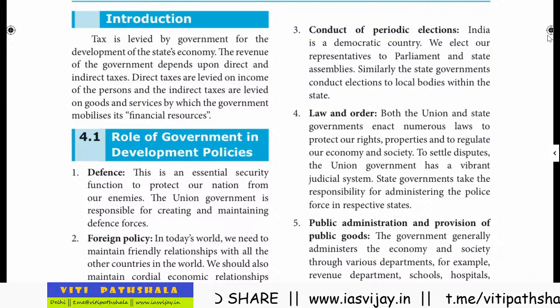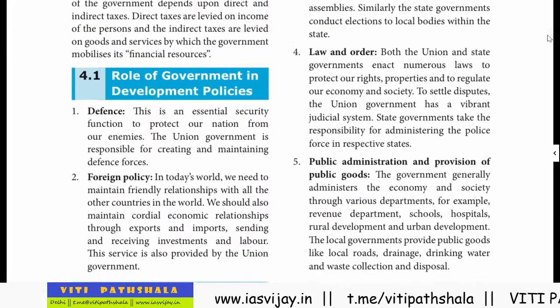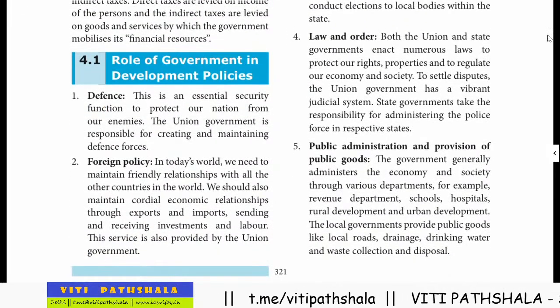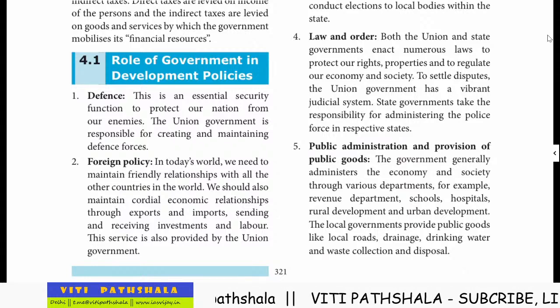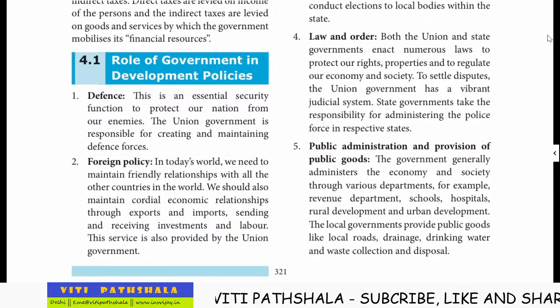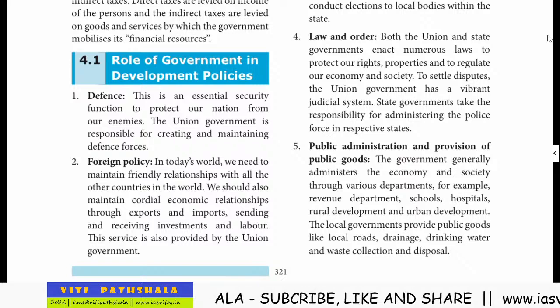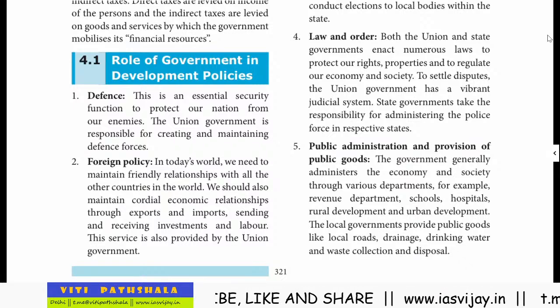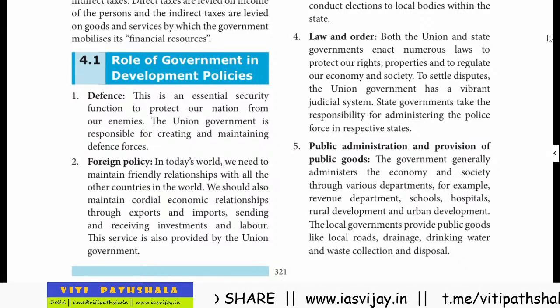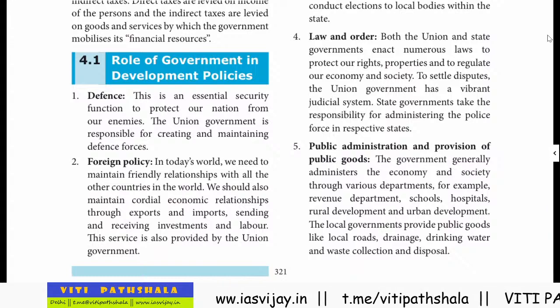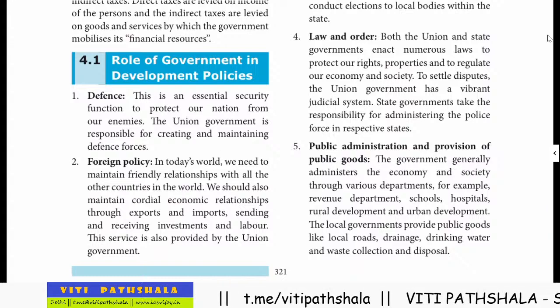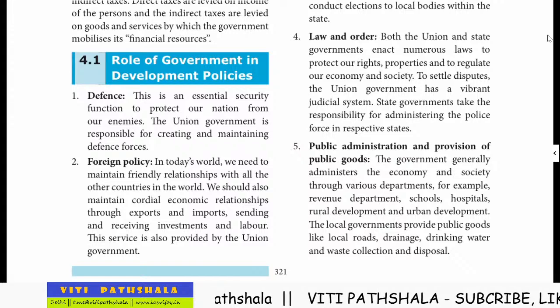Next is law and order. Both the union and the state governments enact numerous laws to protect our rights and properties, and to regulate our economy and society. To settle disputes, the union government has a vibrant judicial system. State governments take the responsibility for administering the police force in the respective state.